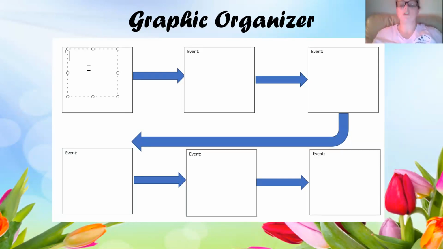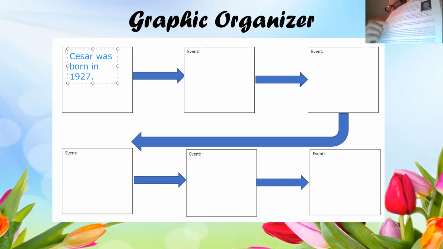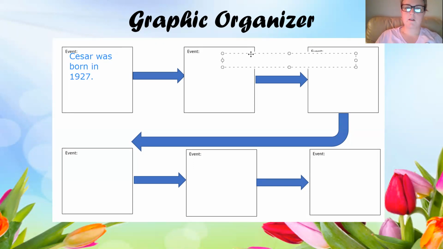Okay. So the first thing we're going to put in our graphic organizer is Caesar was born in 1927. So it tells me this in paragraph 2. And as I was reading this, I did circle the dates. So I just can't flip back and forth on this screen. I don't think it's going to work very well. Okay. Go ahead and put the next event in.